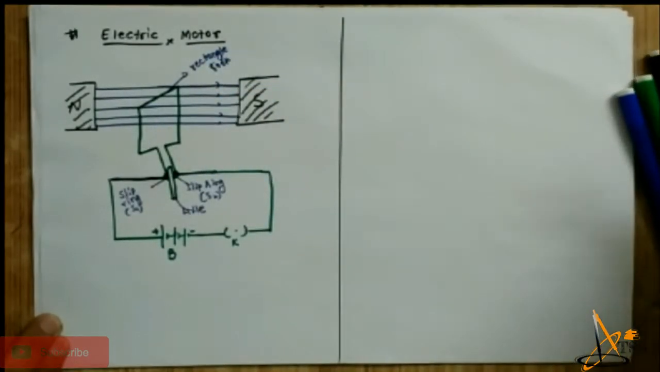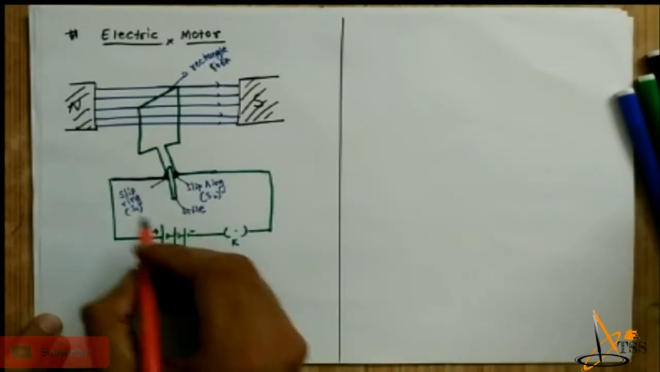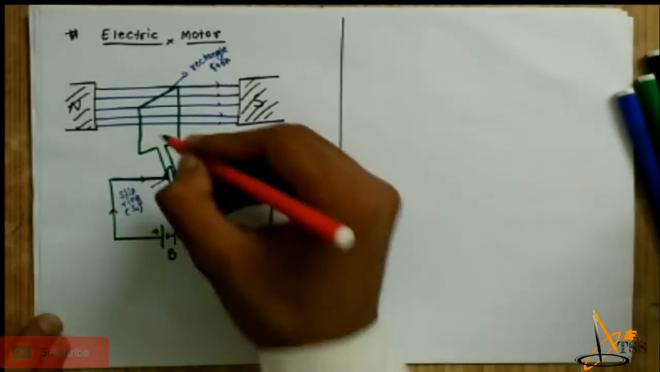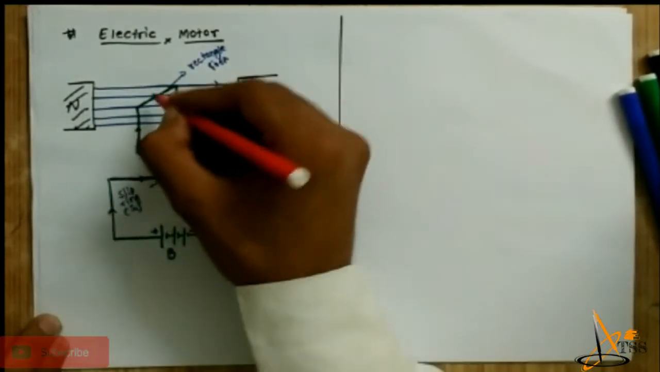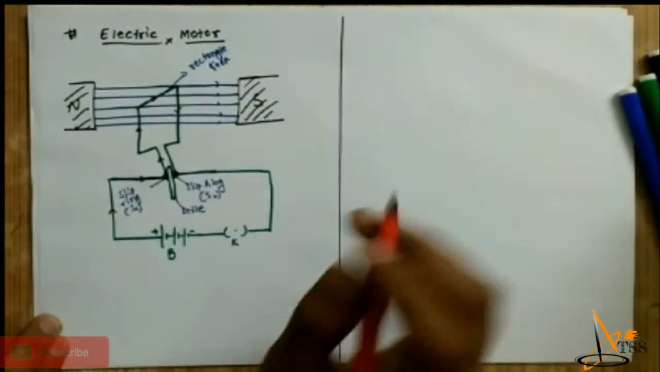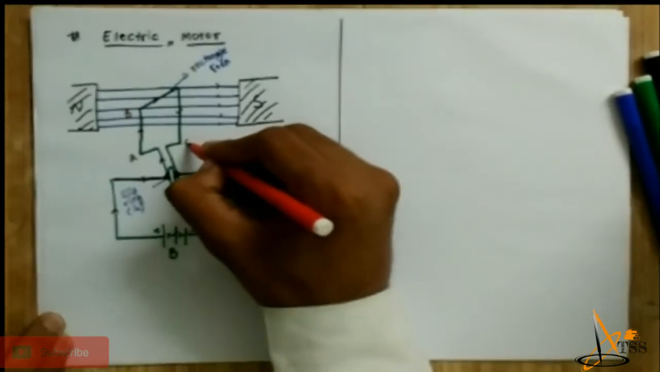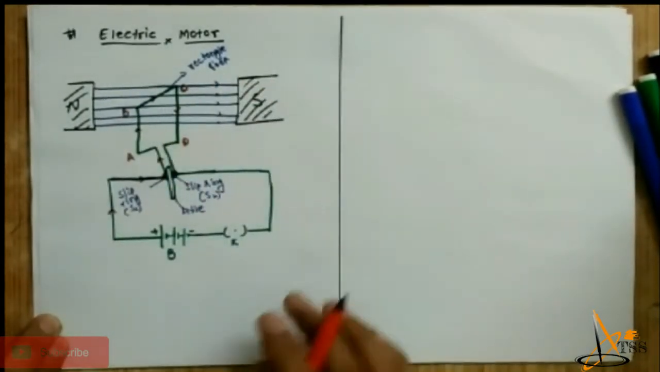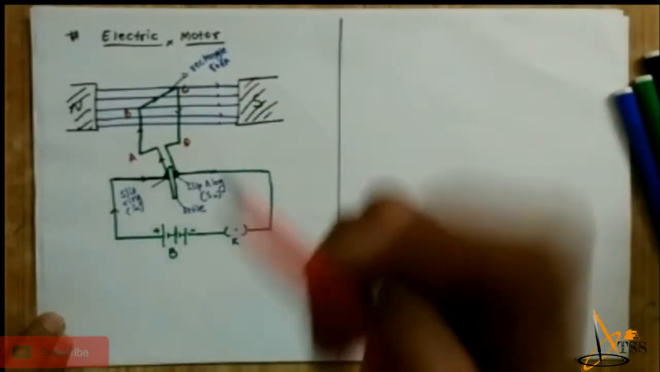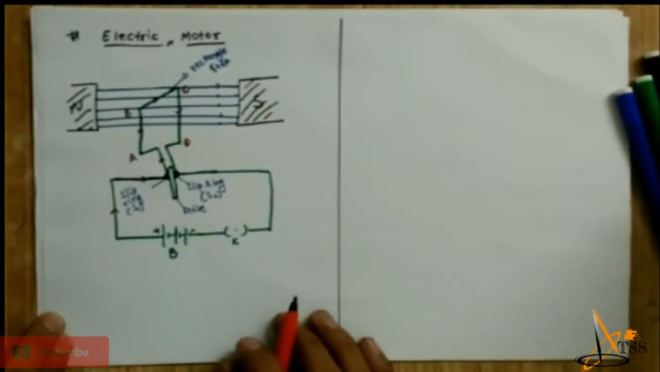Now the direction of current: whenever the battery is connected, the current flows from this side to this side, like that. Let us consider this part as AB and this part as CD.